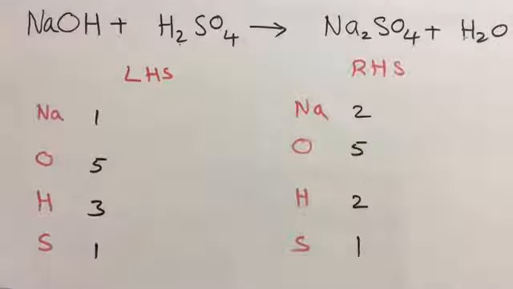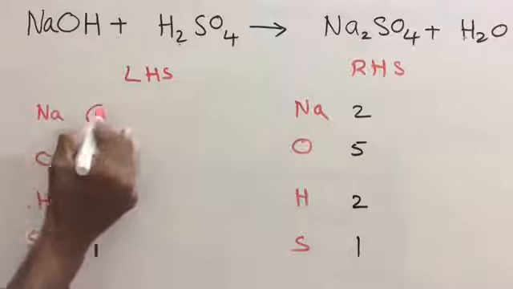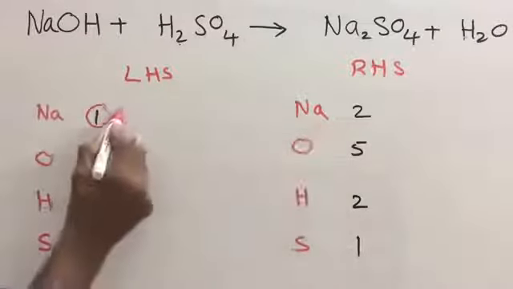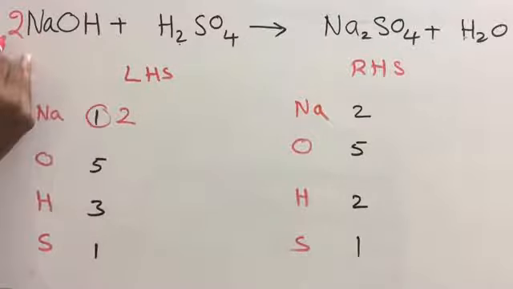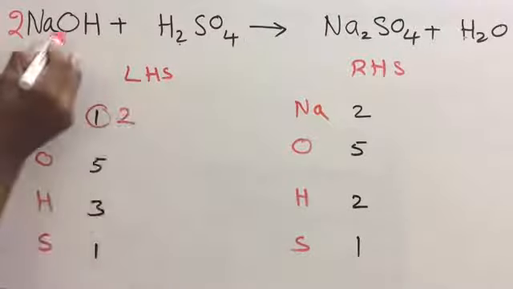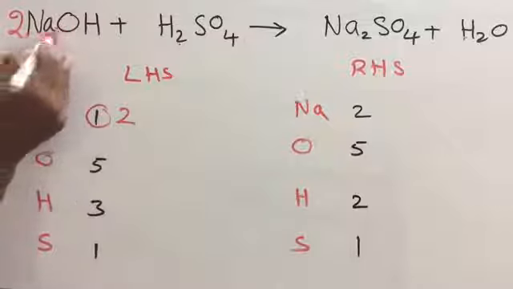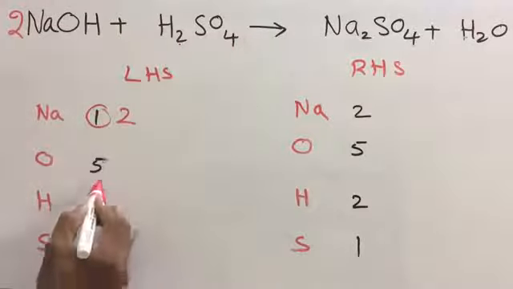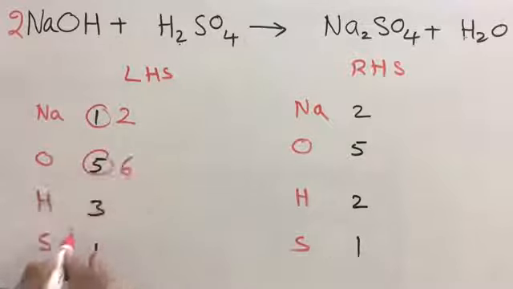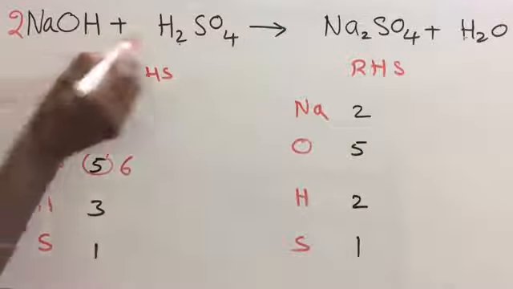Now let us balance. On LHS you have 1 sodium here, on RHS 2, so we have to multiply with 2 so that they should balance. So I am writing 2 here, so 2 Na, but the number of oxygen changed now. So here 2 oxygen and here 4, so total number of oxygen will be 6 and hydrogen 2 and 2, 4.